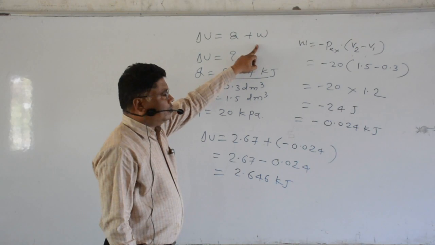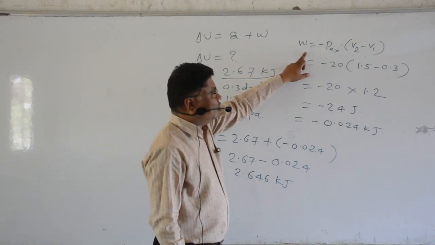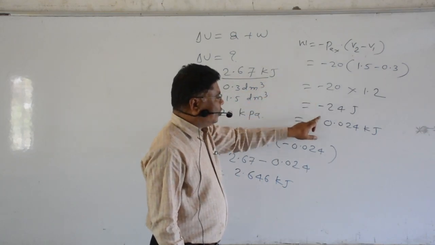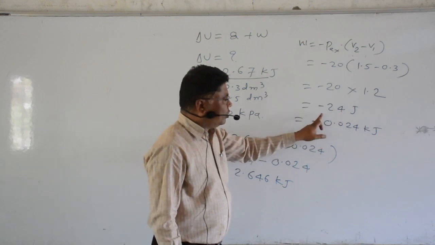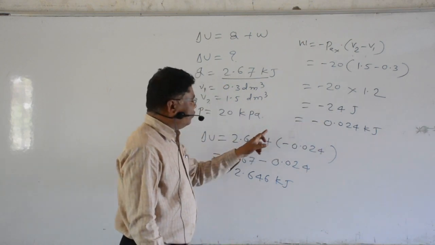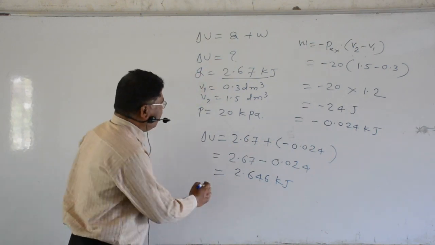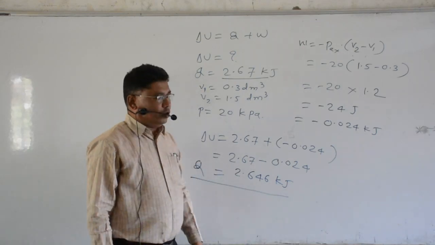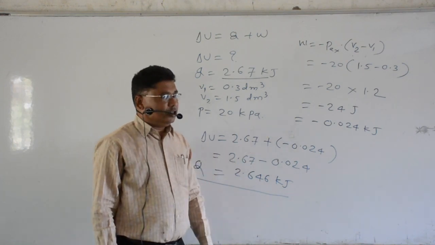Then W, we find the value of W by using the equation of pressure-volume type of work, because it is against constant external pressure. So when we calculate this, we get the value of W in joule, and we convert this joule into kilojoule, and then we put this value of W in this equation. Then finally we get the value, that is equal to 2.646 kilojoule.